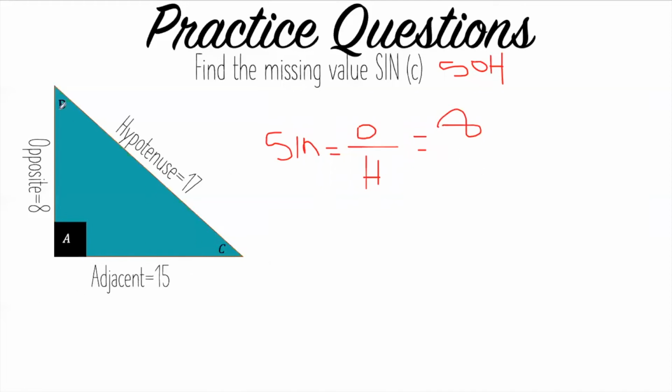But obviously, we need our hypotenuse. That's going to be the longest side of the triangle. So it's going to be 8 over 17. I'm not going to simplify that into a decimal, so I'm just going to leave my answer as 8 over 17.